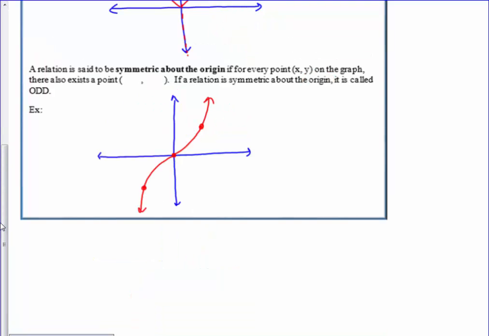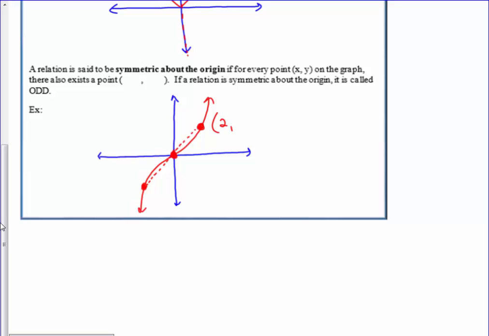A relation is said to be symmetric about the origin. So on this particular example, this is symmetric about the origin. And the way we can tell is if we look at the ordered pair 0, 0 and then go to another point on our graph, there has to be another point equal distance through the origin on the other side of my graph. So let's say that we label these ordered pairs.